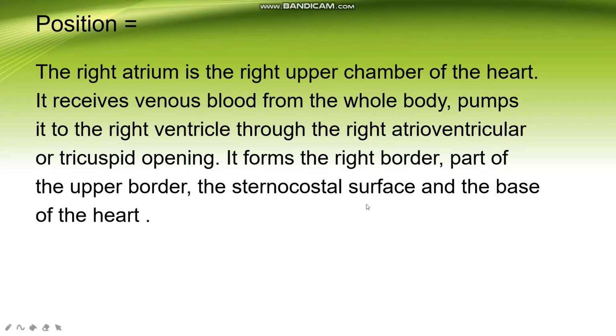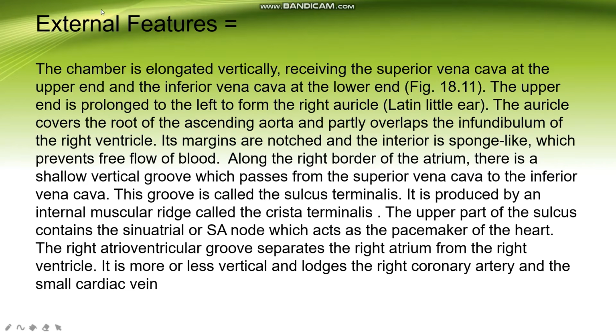The external features of the right atrium: the chamber is elongated and vertical, receiving the superior vena cava at the upper end and the inferior vena cava at the lower end. The upper end is prolonged to the left to form the right auricle. The auricle covers the root of the ascending aorta and partly overlaps the infundibulum of the right ventricle. Its margins are notched and the interior is sponge-like, which prevents free flow of blood.